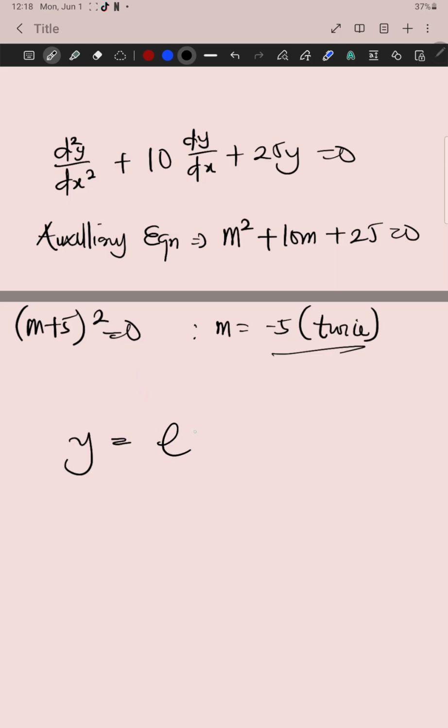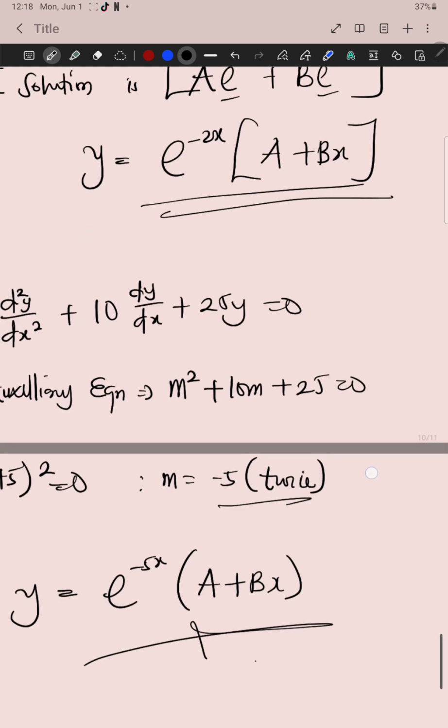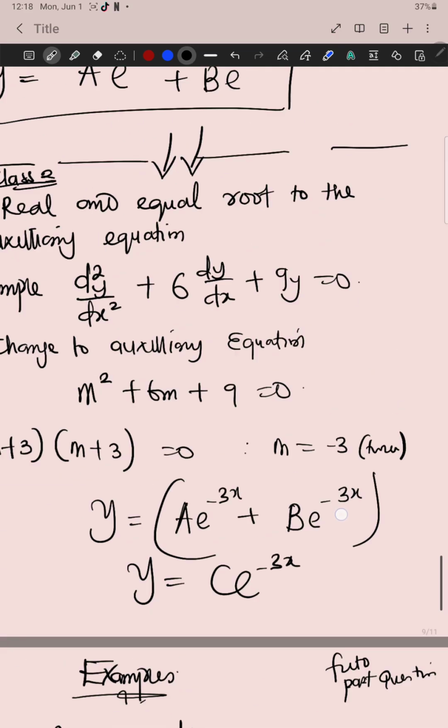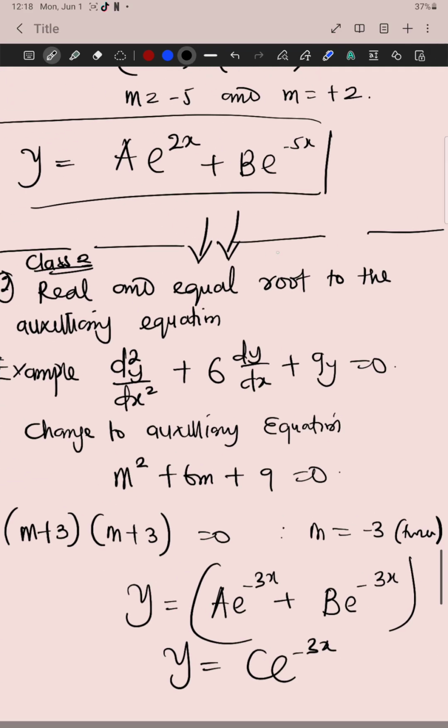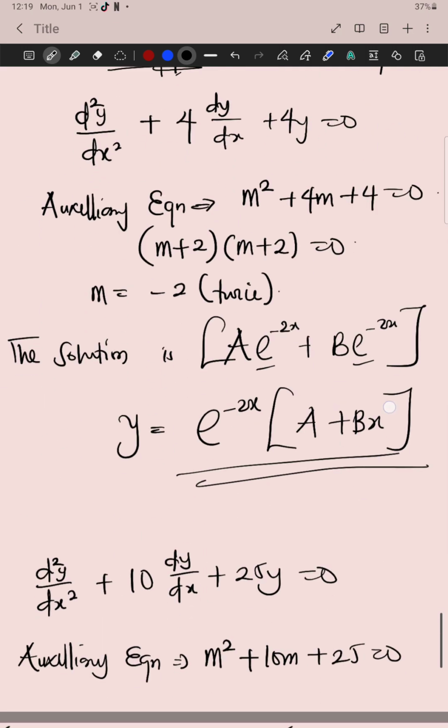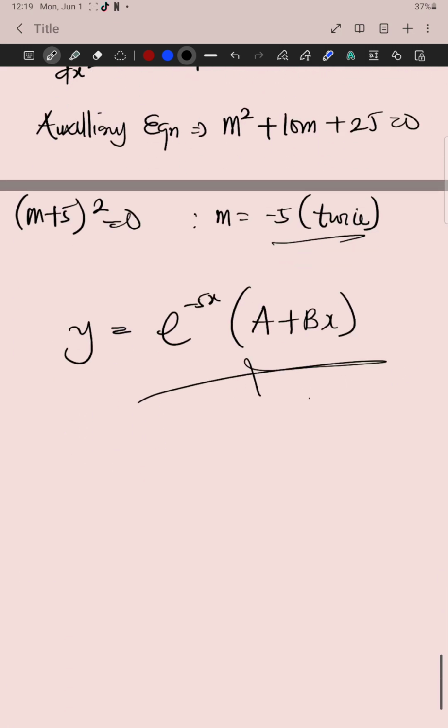So y is equal to e to the power of minus 5x into bracket a plus bx. All these scenarios are when they have real and equal roots. See it there. Class 2: real and equal auxiliary equations. So in photo pass questions, you'll be seeing something like, for example, CBT, ODE.